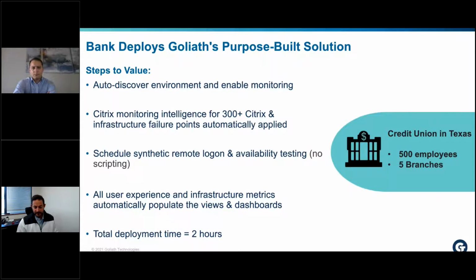And specifically to this bank customer at hand that we're focusing on in today's webinar, they purchased our technology. They were able to deploy it in under 2 hours. With the help of the technology, they immediately discovered the environment, applied proactive monitoring and intelligence across their on-premise infrastructure, and they immediately started seeing the benefit by seeing deep user experience and infrastructure metrics and dashboards, which instantly gave them more visibility than what they had previously with the Citrix tools.